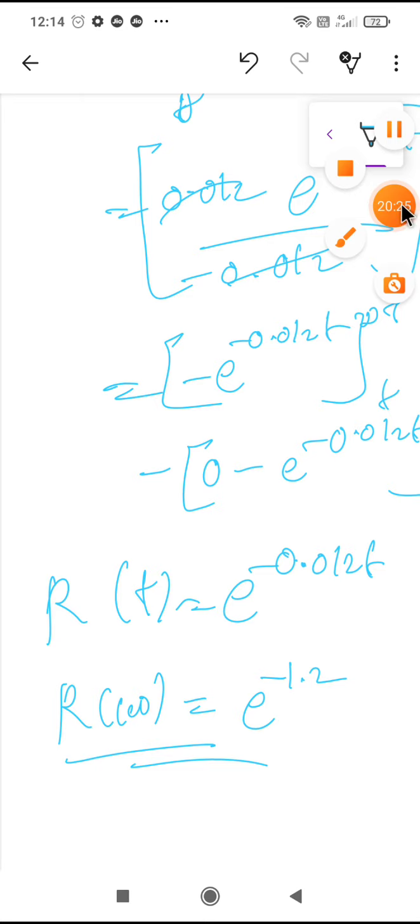So this is example number 5. We have seen so many examples. In the next lecture we will continue with dispersion. So we will see dispersion.